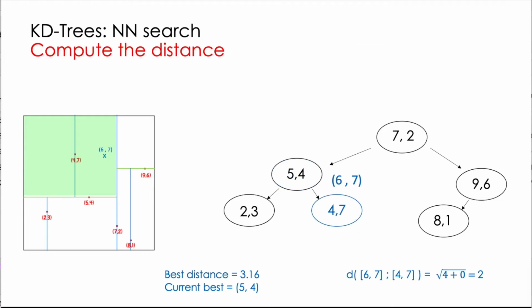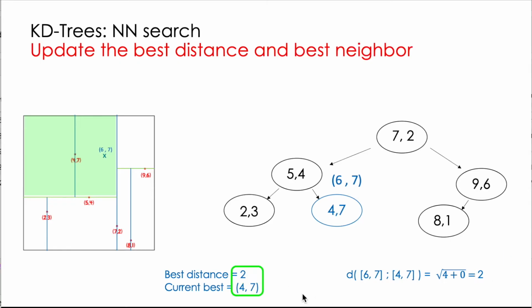So we continue, and now we need to calculate the distance between our query data point and 4,7, and the distance is 2. After we compute the distance, again we compare, and we realize that 2 is smaller than 3.16, so we update our best distance to 2 and our current best data point to 4,7.